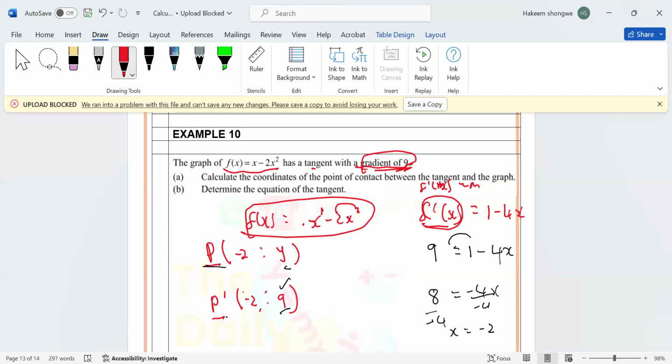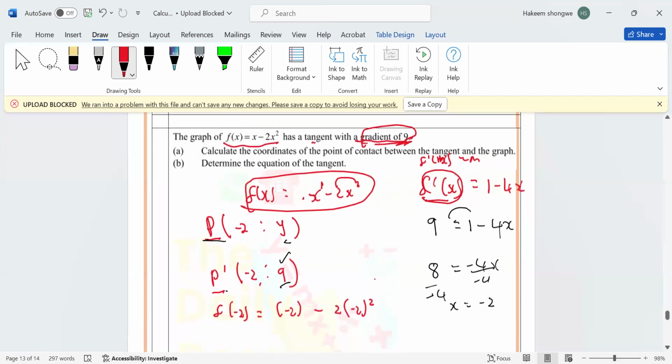So where do we find y? If we want f of x, we find it by substituting. We say okay, we want f of minus 2, which is going to be minus 2 minus 2 multiplied by minus 2 squared, which gives minus 10. So this is your point of contact. If they ask you, what is your point of contact? You'll say, when x is minus 2, y is minus 10. This is what they were looking for.